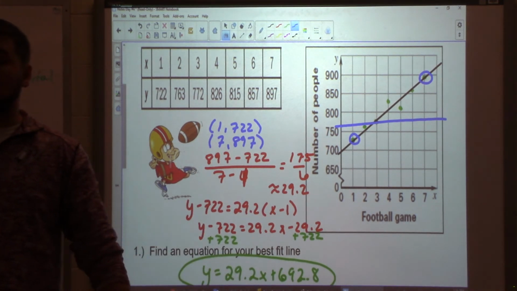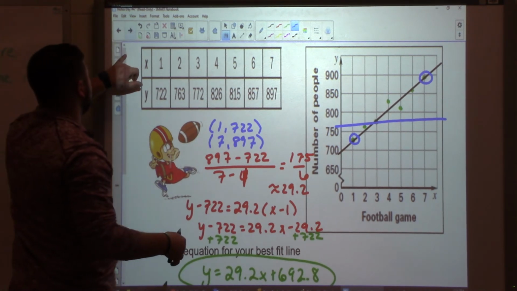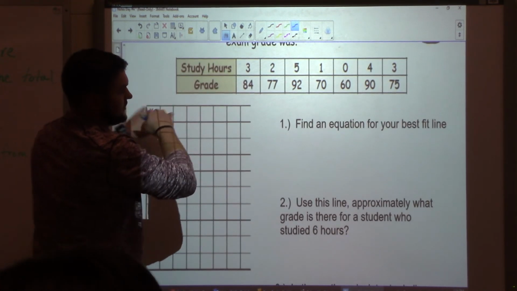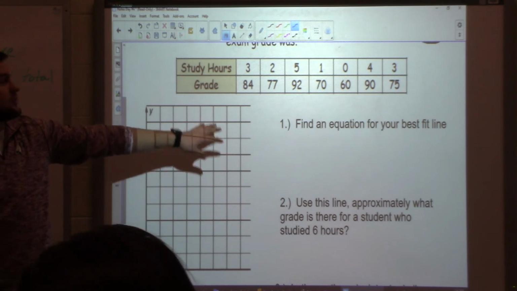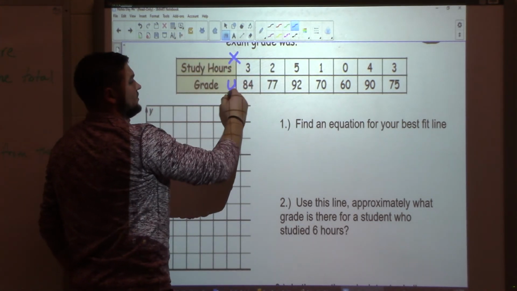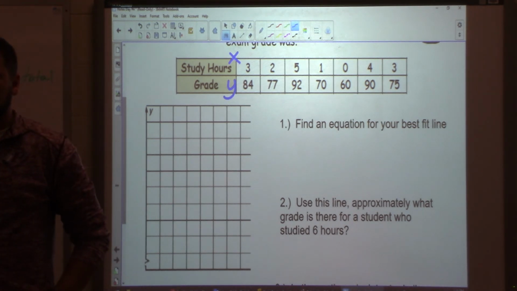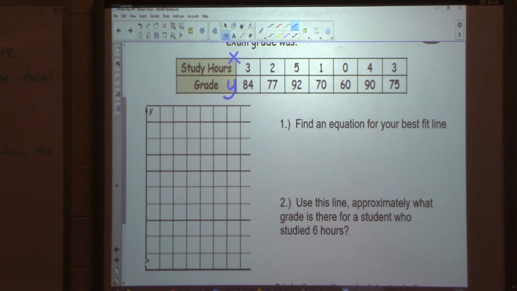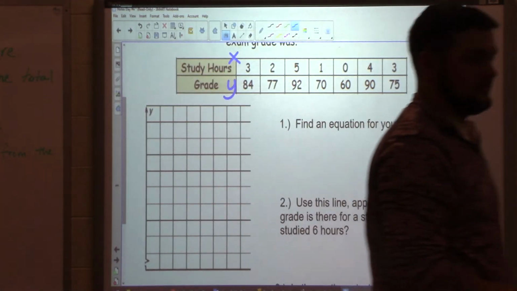Okay, we're not going to do all of the next problem. All I want you to do is find the linear regression for this. We're not going to worry about line of best fit. So go into your calculator, put the study hours as your X, grades as your Y, and find the linear regression in your calculator. Put them into your list, do the linear regression, write down your A, write down your B, and create your equation.